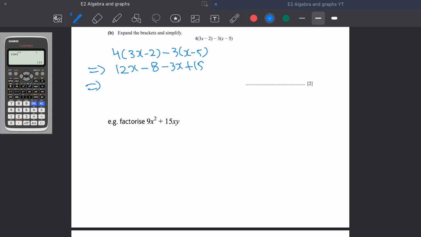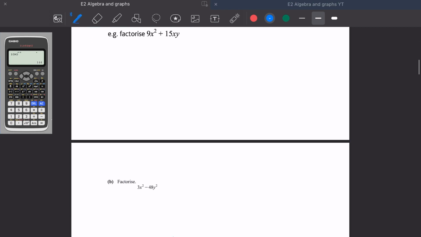Then you get 12x minus 3x, minus 8, plus 15. 12x minus 3x is 9x. Minus 8 plus 15 is plus 7. So the final answer is 9x plus 7. Next question is factorize 9x squared plus 15xy.